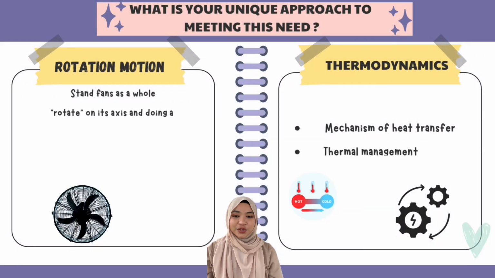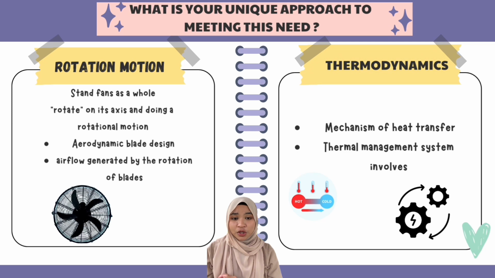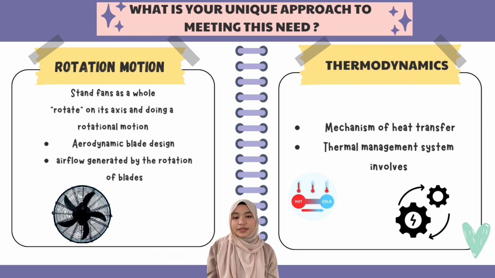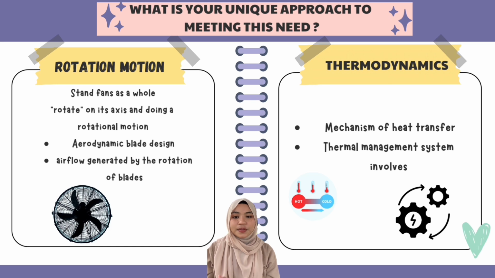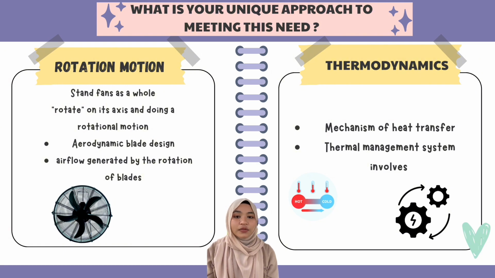Next, I will continue to explain what the unique approach to meeting this aim is. So, the unique approach is rotation motion. The design of the fan blade is an aerodynamic design, which is a fan that consists of several streamlined blades mounted in a revolving casing. The cross-section and spacing of the blades are designed aerodynamically.